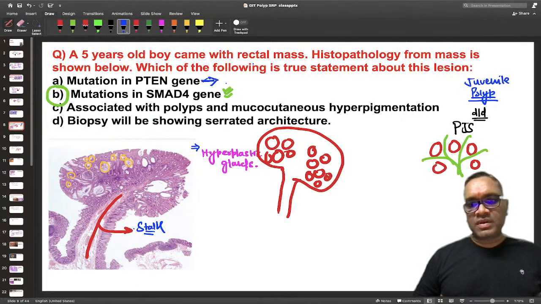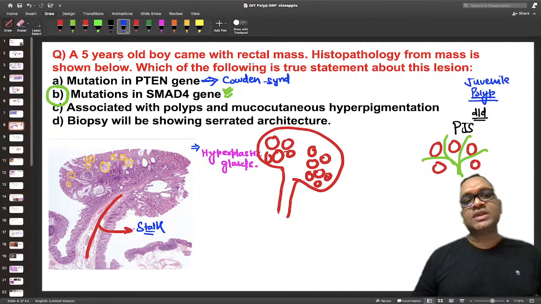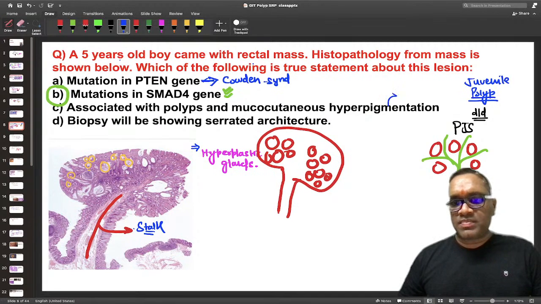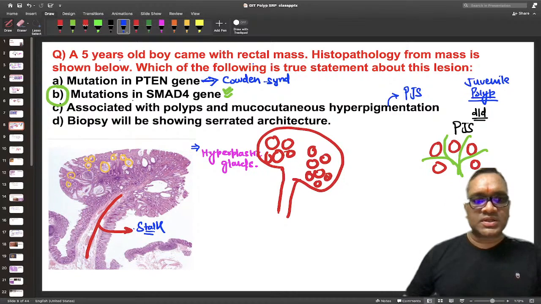So PTEN mutation will be seen in Cowden syndrome, right? Associated with polyps and mucocutaneous hyperpigmentation, this is Peutz-Jeghers syndrome, right? So this will be seen in Peutz-Jeghers syndrome.